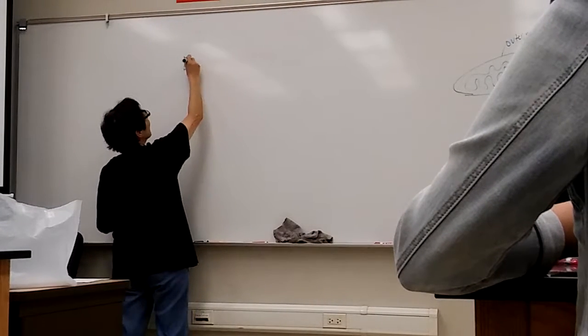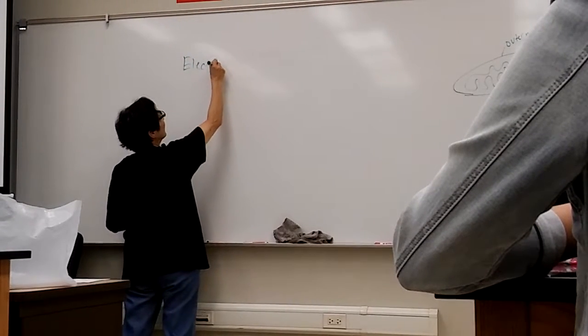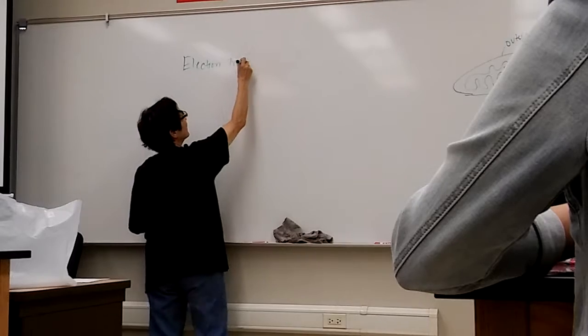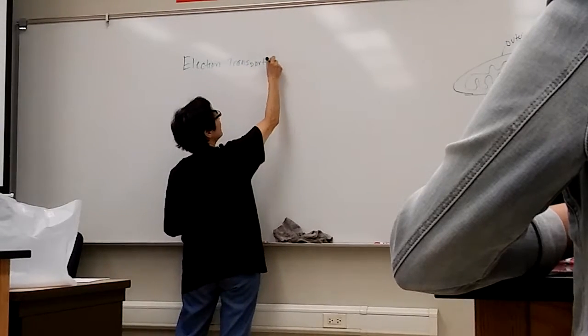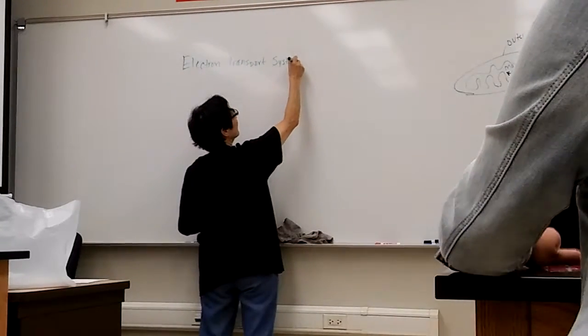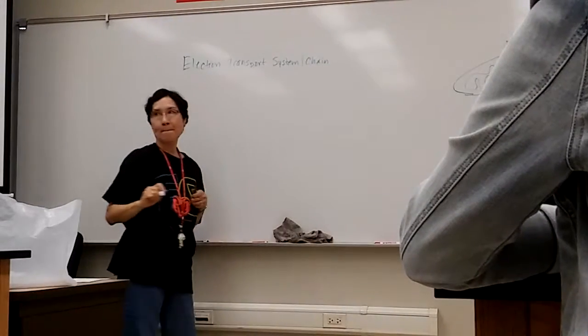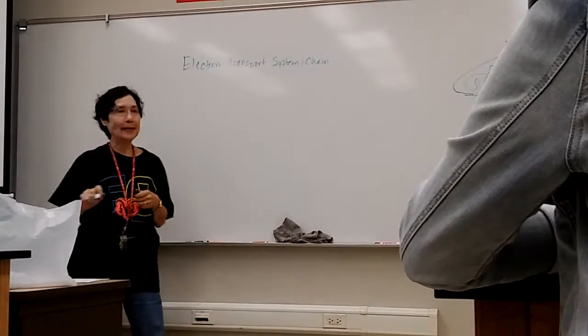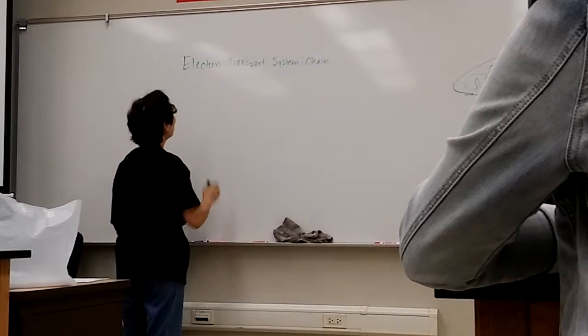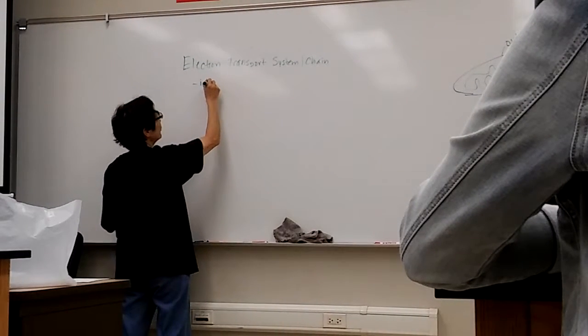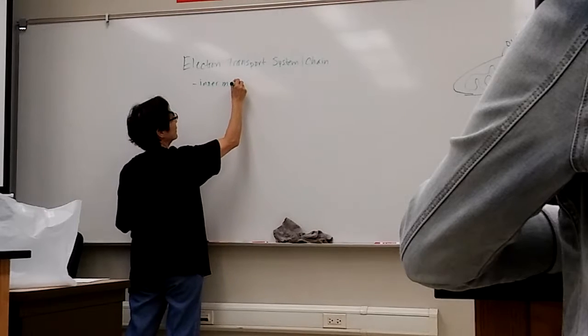Okay, the electron transport system or chain. So it's abbreviated ETS, ETC. So something along that line. Okay. All right. So we're located on the inner mitochondrial membrane.